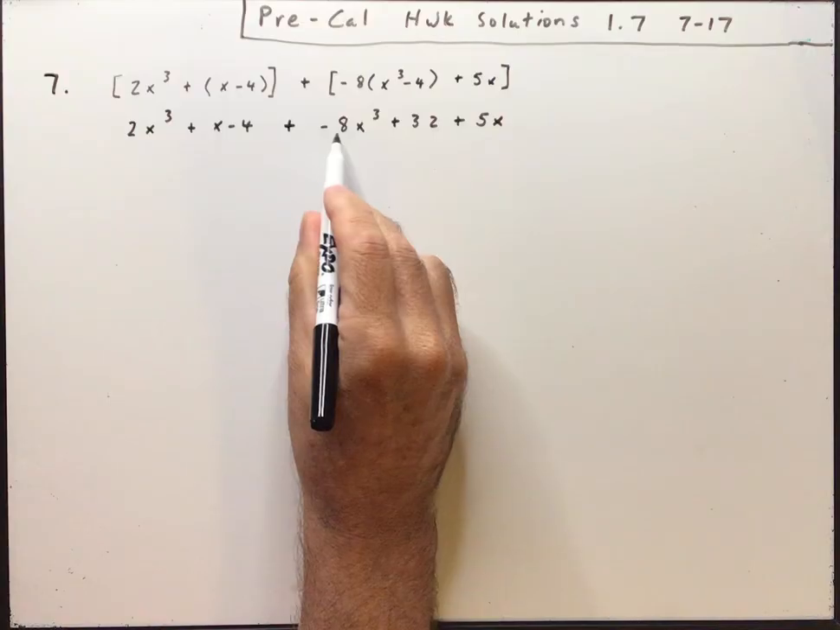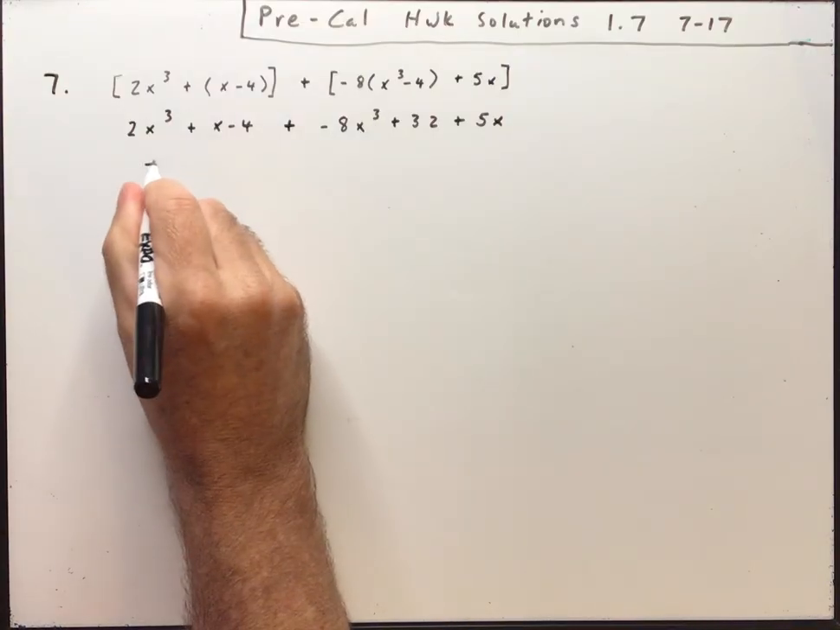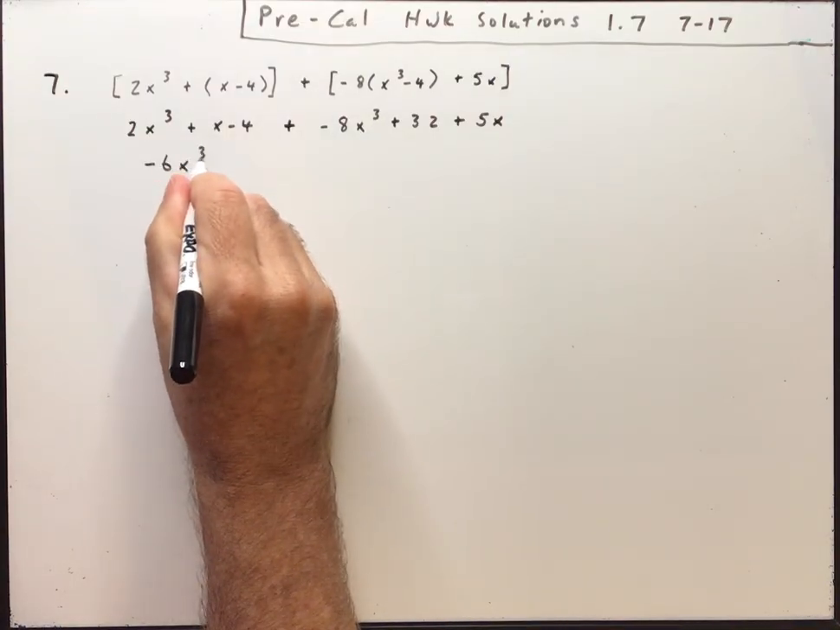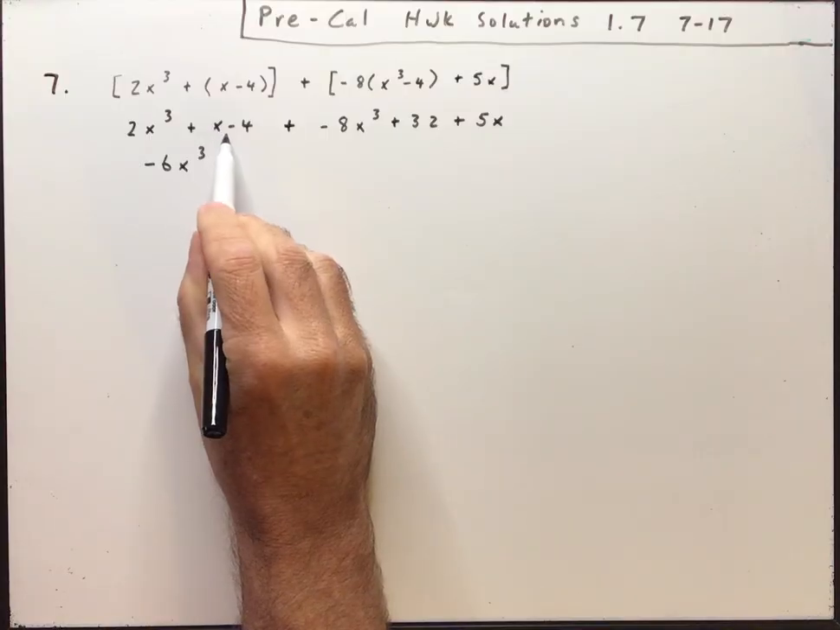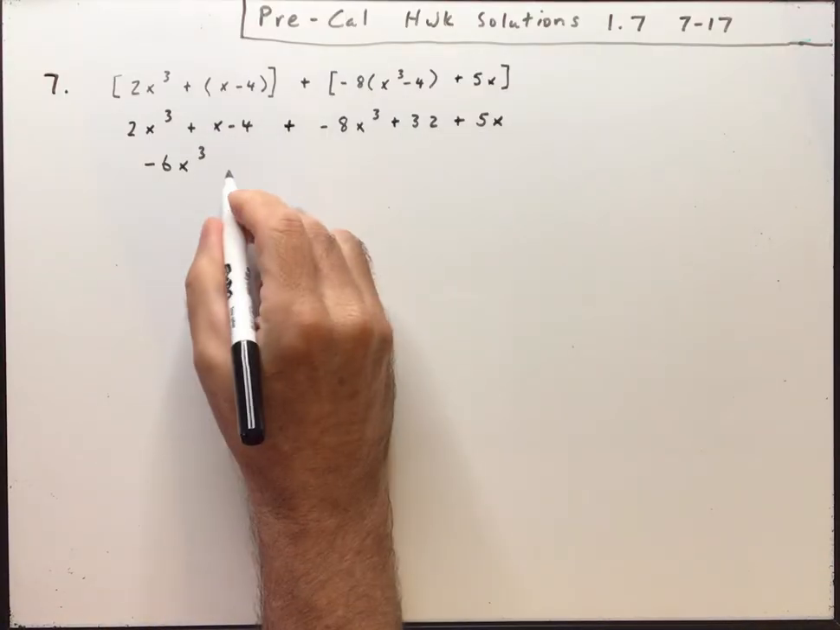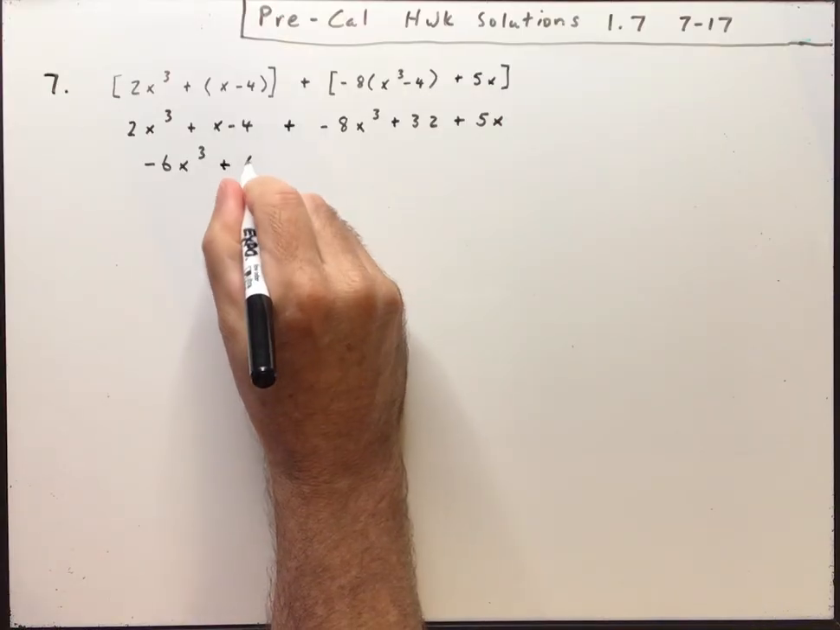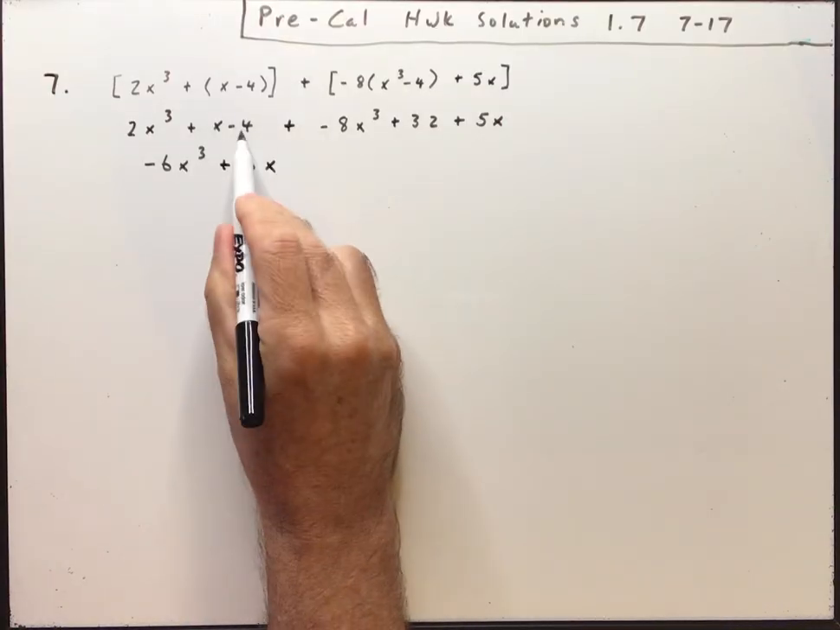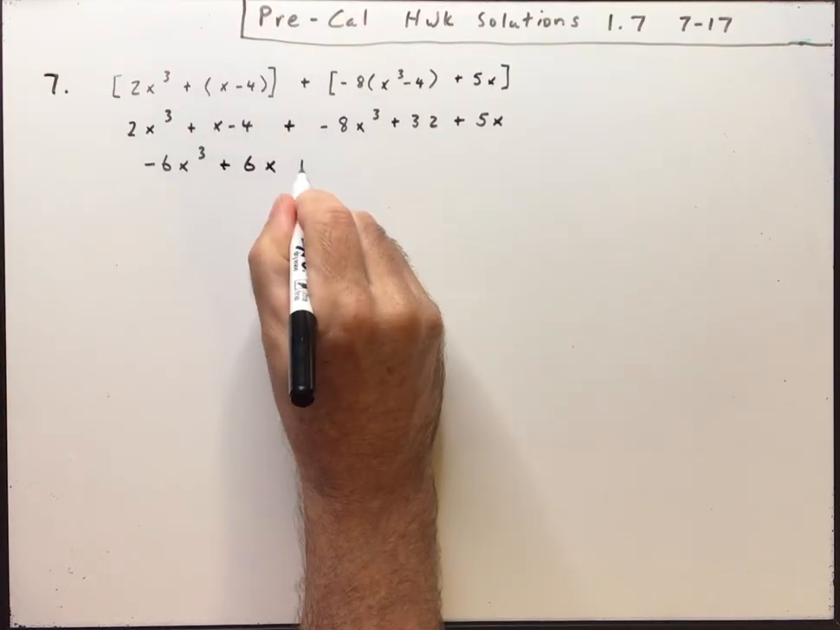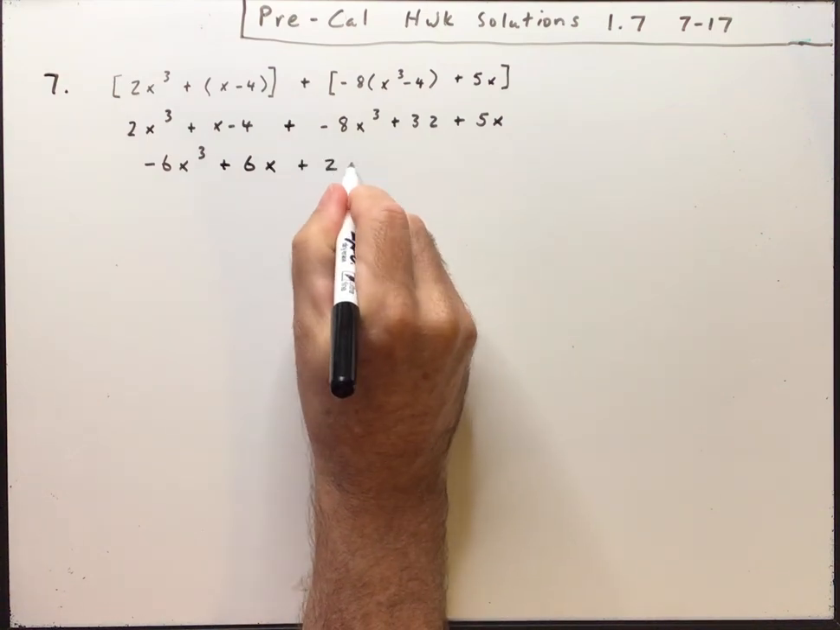Now I'm just going to combine like terms. So 2x cubed minus 8x cubed would be minus 6x cubed. We've got x plus 5x would be plus 6x, and then negative 4 plus 32 would be plus 28.